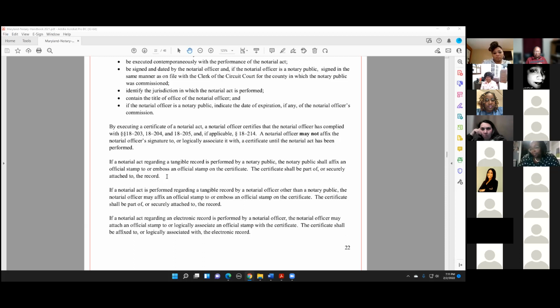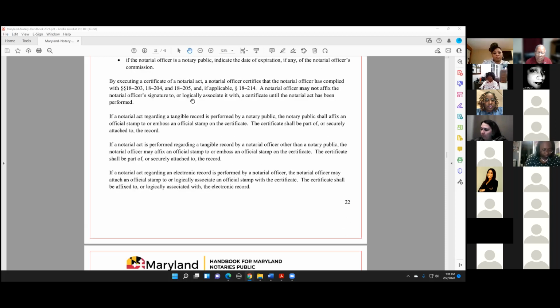And then the last paragraph: if a notarial act regarding an electronic record is performed by a notarial officer, the notarial officer may attach an official stamp to or logically associate an official stamp with the certificate. And the certificate shall be affixed to or logically associated with the electronic record. I don't think we want to get into that right now because that can be kind of confusing. Okay. Any other questions before we move on?